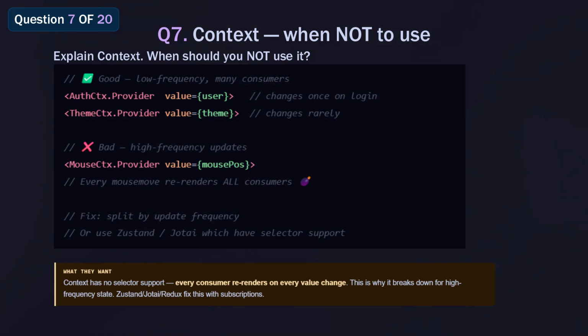First, every consumer re-renders when the context value changes. For frequently updated state, this means unnecessary renders across the tree. Second, context has no optimization primitives, no selectors, no subscriptions. What the interviewers want? They want you to know what context is designed for and where it breaks down.